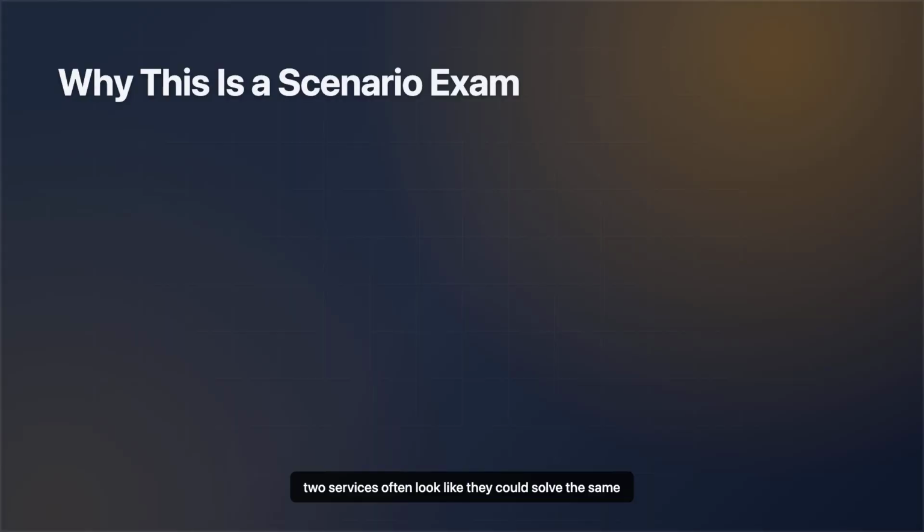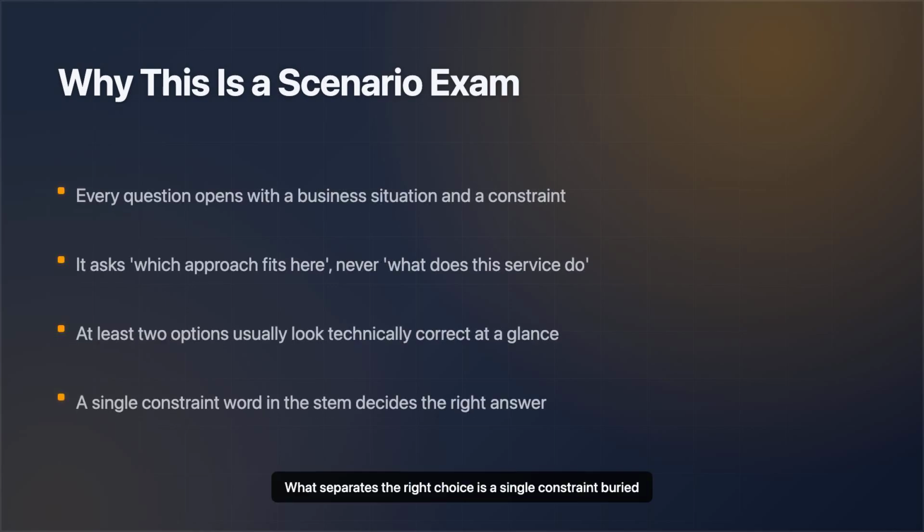But left thin, two domains at that combined weight are enough to pull an otherwise strong result below the passing threshold. In the real world, two services often look like they could solve the same problem. What separates the right choice is a single constraint buried in the requirements: cost, operational overhead, retraining, data freshness. The exam mirrors this exactly. Every question opens with a business situation and a constraint, then asks which approach fits. At least two options are usually technically correct in a vacuum. The one that fits is determined by a single constraint word in the question stem. Catch that word, and the choice becomes clear. Miss it, and two answers stay equally plausible.